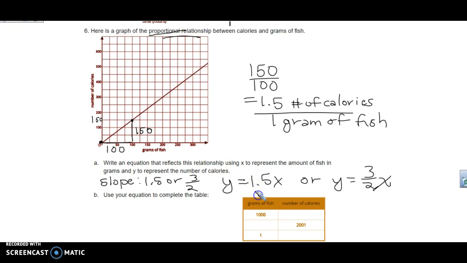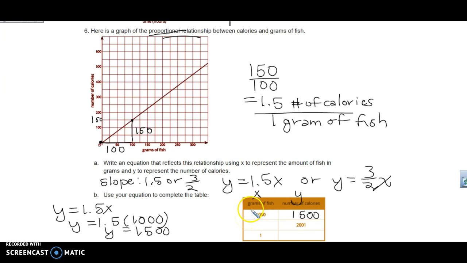So remember, the grams of fish represents our x-axis, and the number of calories is the y. So here I'm going to use the equation y equals 1.5x, and I'm going to plug in the 1,000 for the x that represents the grams of fish. And when I multiply that, that gives me 1,500. And that's telling me that there are 1,500 calories in 1,000 grams of fish.